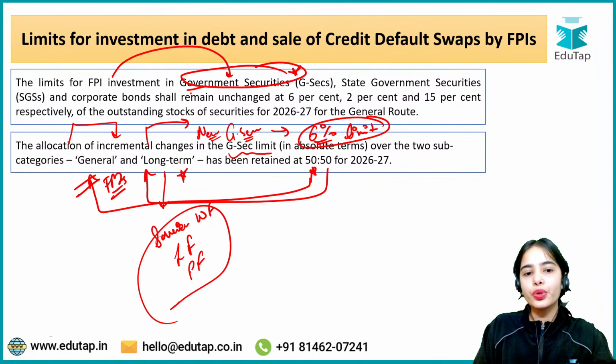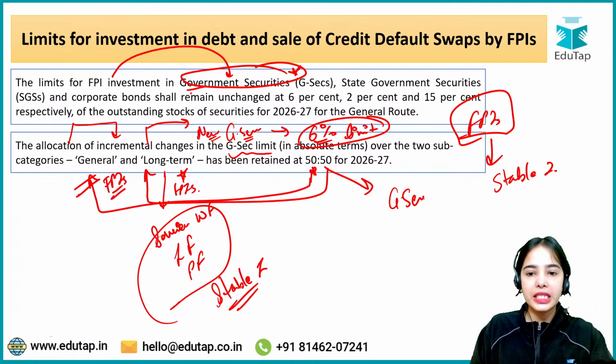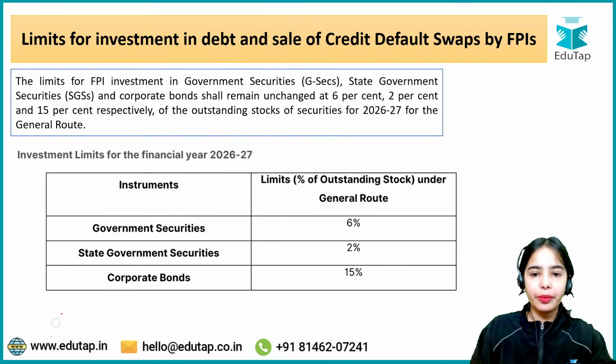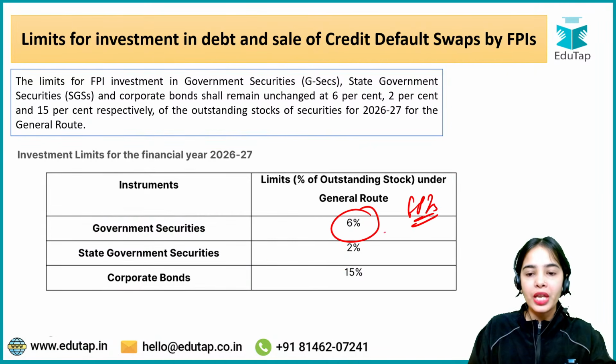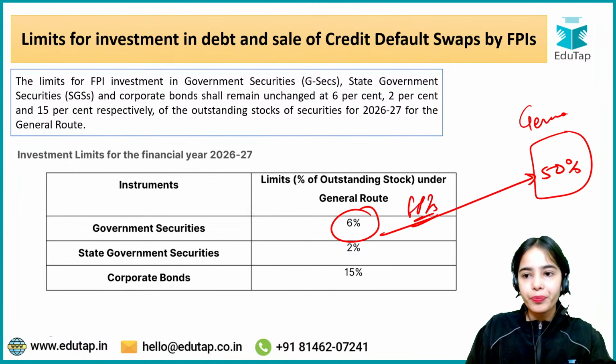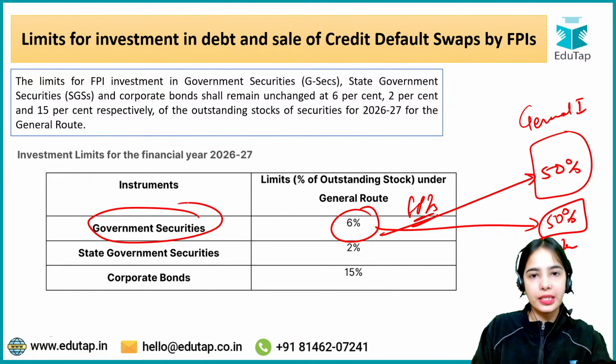Okay, so 50% should go to the long-term FPIs, so that there are stable investors also present under the FPIs. Under the FPIs, there is also some part of the government securities, that is 50% of the government securities, that should go to the stable investors. So this is the total limit of the foreign portfolio investors. Out of this, basically 50% should go to the general investors that trade more frequently, and 50% should go to the stable investors that are the long-term investors for the government securities, it has been said.